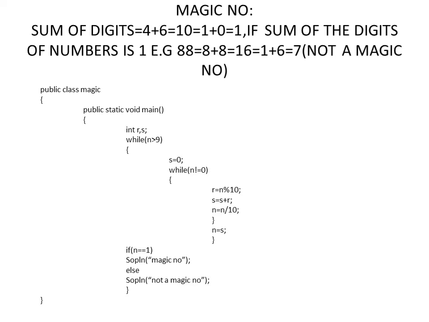N is equal to s. What's the value of s currently? The value of s currently is 1. So 1, and now further we will go on to while n is greater than 9. Now this condition is no longer getting fulfilled, since we have stored the value of s in n, and s was 1 right now. You can clearly see at the top of the screen we have executed the second step of 1 plus 0 is equal to 1.